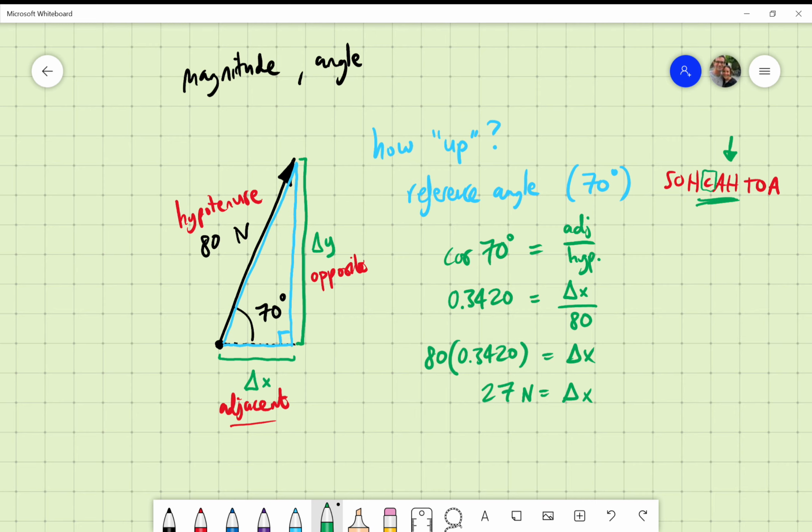Now for the opposite side, the delta y, opposite and hypotenuse, that's right here, that particular combination. So I am going to need to use sine. Sine of 70, I'm using the exact same reference angle, is the opposite over the hypotenuse. Again, O and then H, because it is O then H in SOHCAHTOA. Sine of 70 degrees is 0.9397.